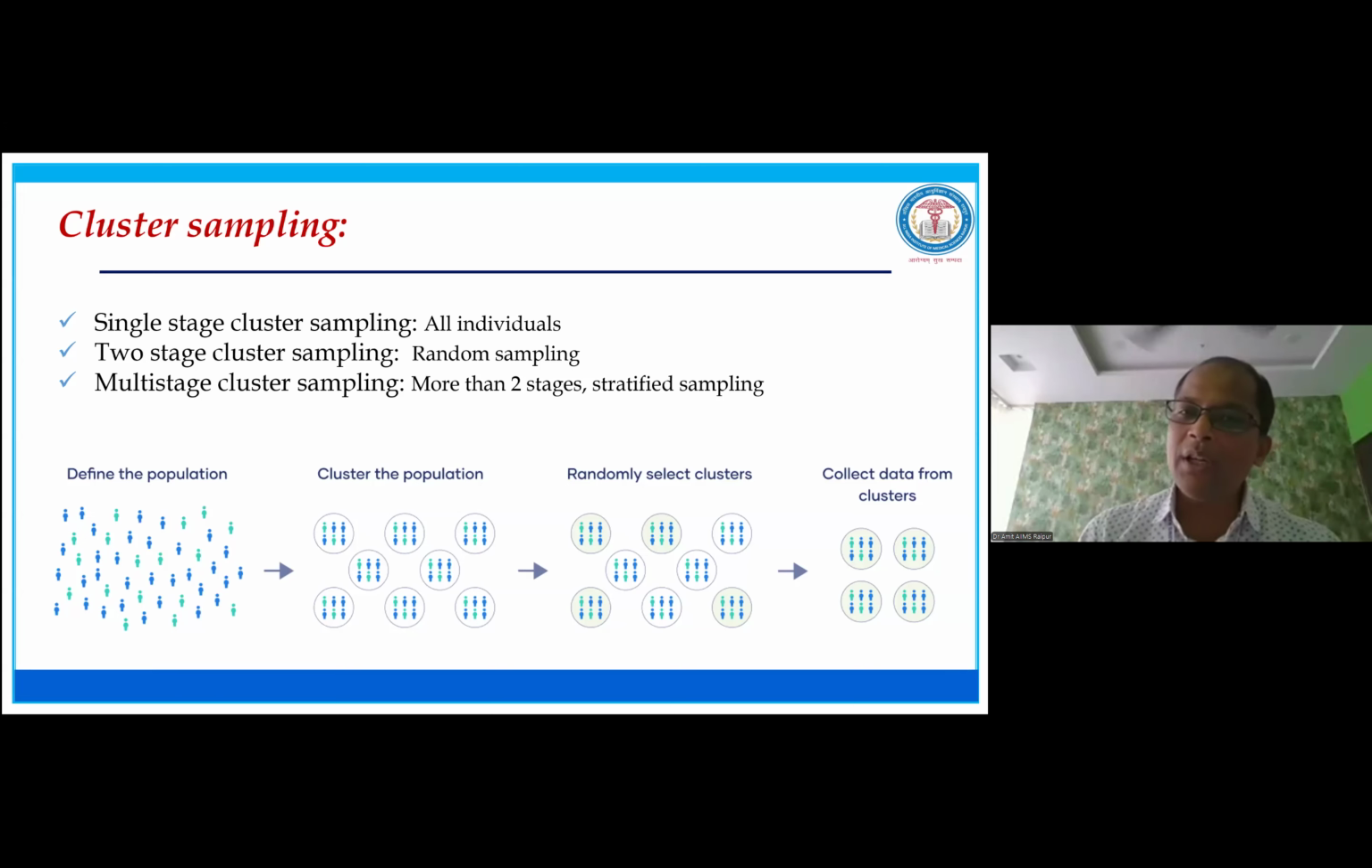And sometimes we have to use the stratified sampling in each cluster. In that case, it is known as multi-stage cluster sampling, where in each cluster, we can use the stratified sampling method to select our study participants for our sample.